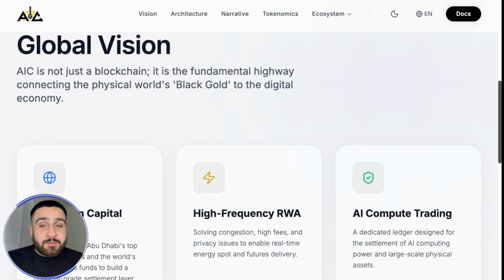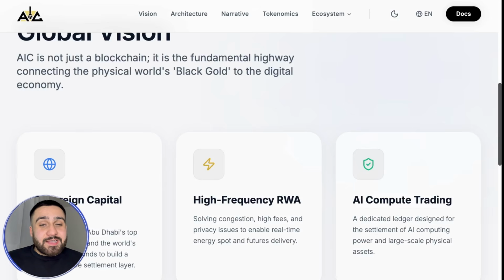AIC describes itself as a system connecting physical resources with the digital economy. They focus especially on energy related assets such as oil and gas and aim to bring those into blockchain-based environments. So the idea is to create a link between real-world industries and on-chain financial systems, which is really interesting.